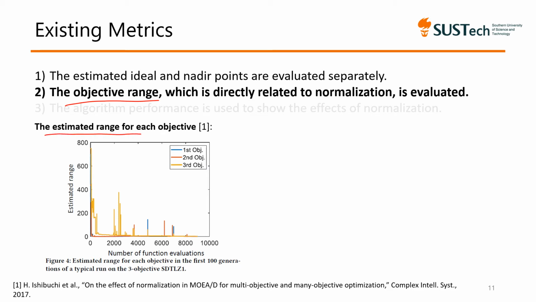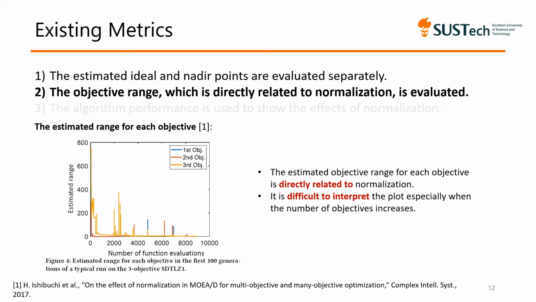Ishibuchi et al. plotted the estimated range for each objective. For example, here we plot the estimated objective range for each objective in the first 100 generations for a 3-objective problem. We can see that the major advantage of using objective range is that this objective range is directly related to normalization. However, it is very difficult to interpret this kind of plot, especially when the number of objectives increases.